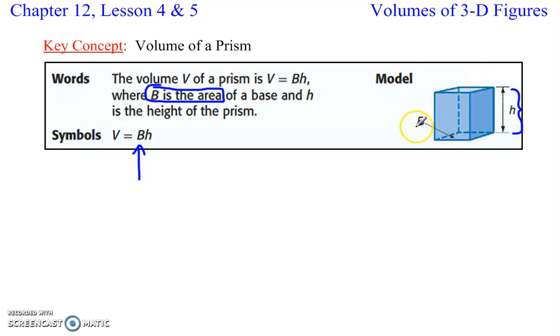Now with a rectangular prism, it really doesn't matter which side you use as a base. Any two opposing sides in a rectangular prism. But otherwise, if it's any other type of prism, it's the two shapes that are parallel and opposite each other.